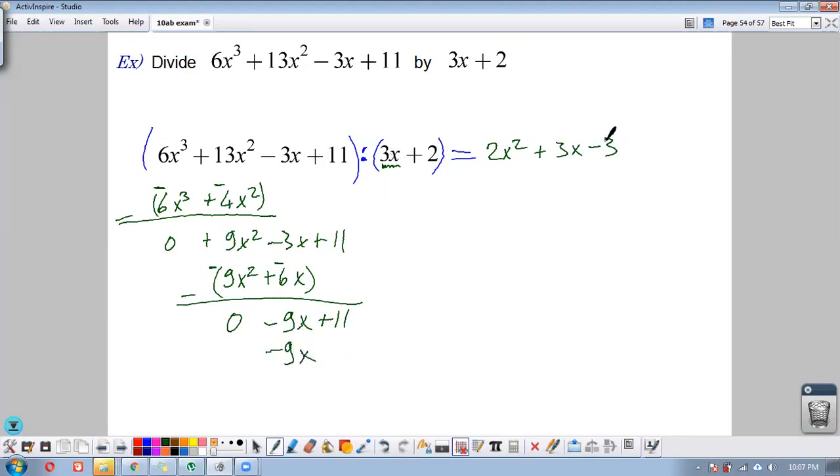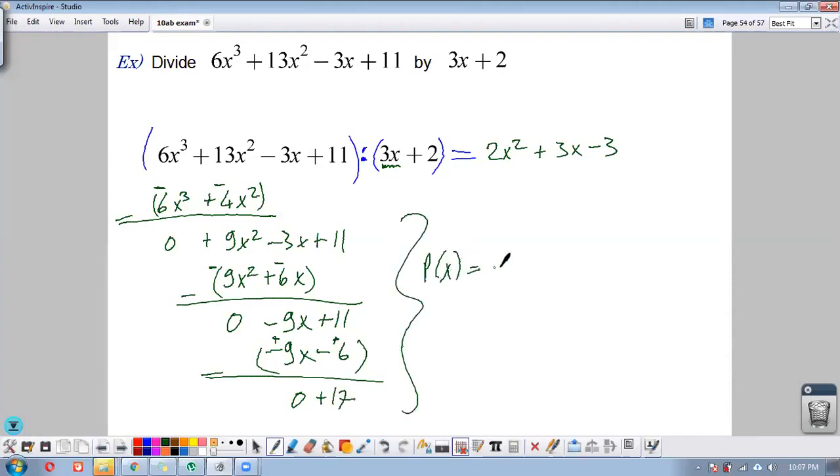No need for a letter over there. This minus 3 should be multiplied by 2 as well. Minus 6 it will be. Then let's put parentheses like these and we will subtract these. This minus will change their signs. It will be plus and plus. Minus 9 plus 9 is 0, 11 plus 6 is plus 17. So if we show once again what we have found, it will be 3x plus 2 times the result 2x squared plus 3x minus 3, plus the remainder you put in here, plus 17.